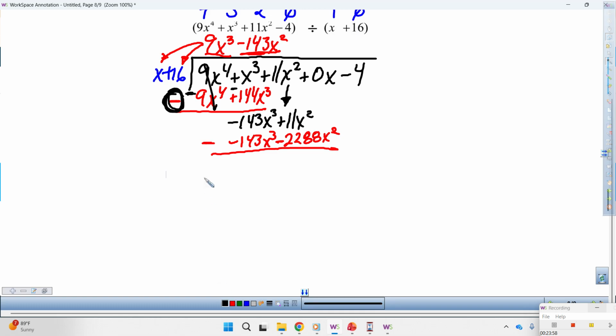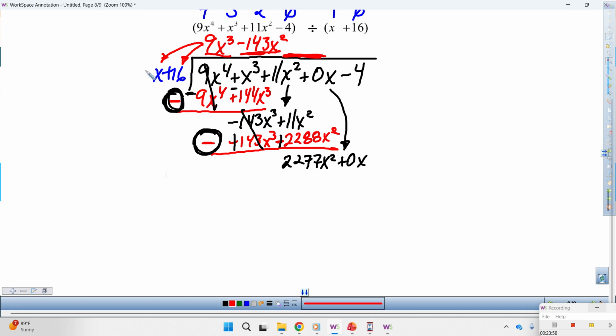We're going to subtract. Should have used a smaller number for the divisor. And what did we circle the subtraction to remind us to do? Distribute the negative here, which makes that a positive, and here, which makes it a positive. This cancels. That leaves us with 2277x squared. Bring down the next term, which is 0x. Whew, we're going to end up with a huge number.